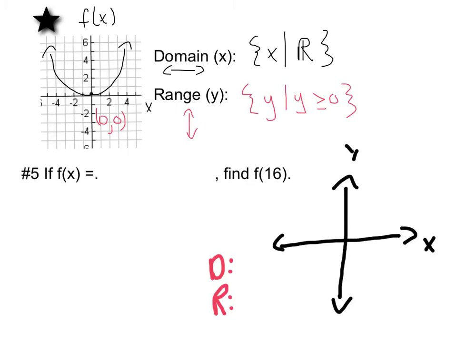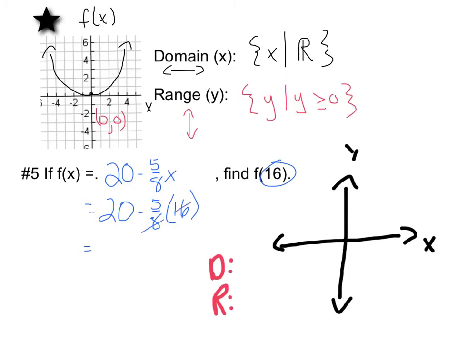Okay, so if I give you some function, f of x equals 20 minus 5/8 x, first off, I want you to just find f of 16. That means wherever you see an x, substitute 16. So 5/8 times 16. When you multiply fractions, cross cancel if you can. So 8 becomes a 1, 16 becomes a 2. This really just says 20 minus 10, and 20 minus 10 is 10. So when you plug in 16, you get 10.